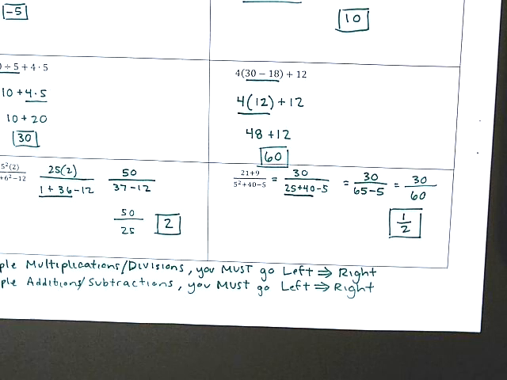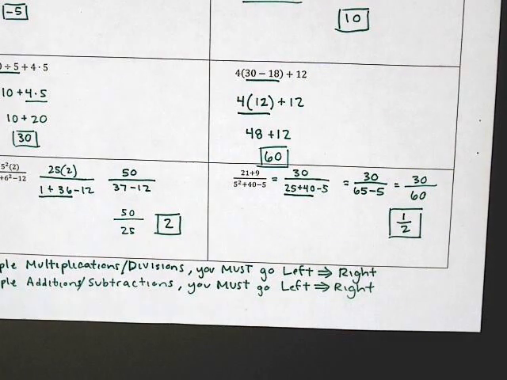And that is a review of evaluating expressions. So at this point in time, you should look over to the next page and try numbers 1 through 4 on your own. See you in the next video.